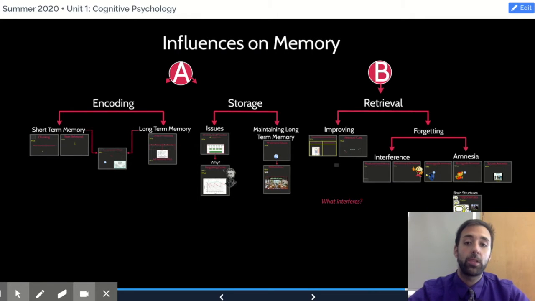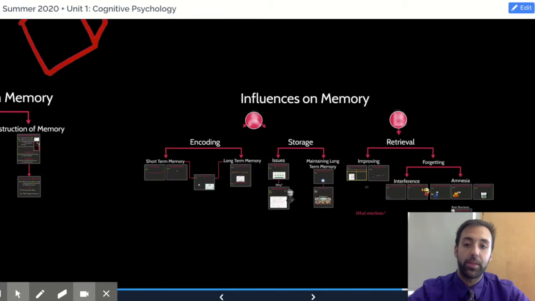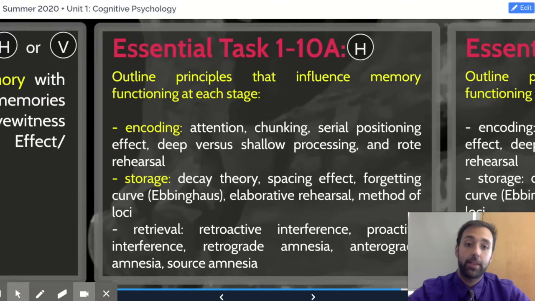This video is exclusively going to talk about the encoding and storage columns under 110A. However, these are technically all under the big umbrella of the various influences and principles that influence memory at the 3 stages we previously identified. In Essential Task 110A, we are specifically going to be talking about the encoding process and the storage process.